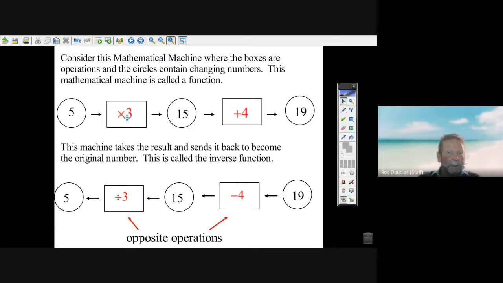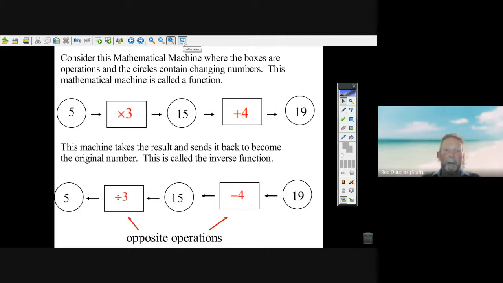But if I had something like squaring, if I was taking a number and multiplying it by itself, the opposite would be square rooting. If I was cubing a number, say 5 cubed would be 125. If I wanted to do the opposite, I'd take the cube root of 125. It would send me right back to 5. So the opposite operation undoes, or reverses, the process.